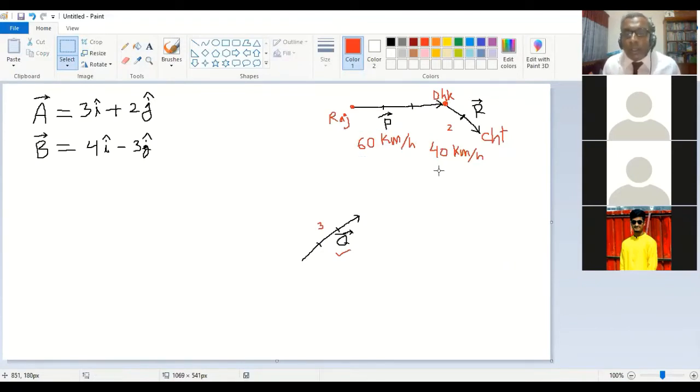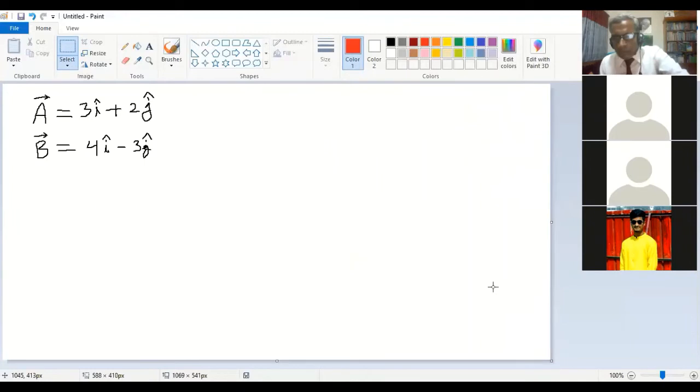Okay, and the speed is slower when it is going to Chittagong from Dhaka, and the speed is 40 kilometer per hour, right? So this is the situation. Just I am giving one example. So let me just erase this part, the program. Let me go back to 3i and 2j.